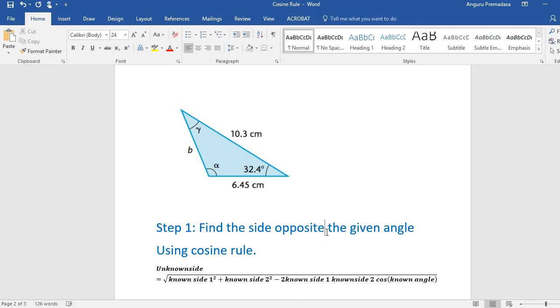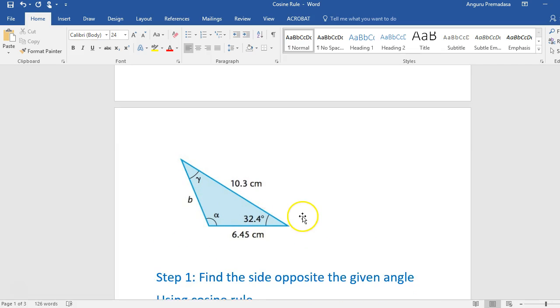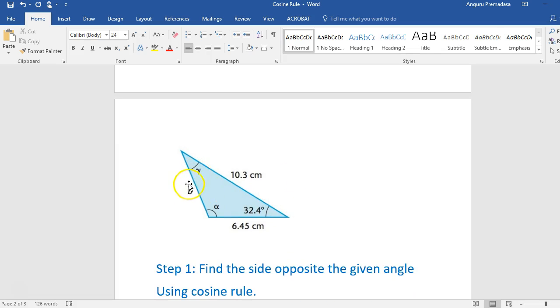So now we have found b. That means we know this side now. Step 1 is done. Now step 2: what else do we need to find? We need to find b, alpha and gamma. We already know b. The next thing is to find alpha or gamma. Should we find alpha or should we find gamma?